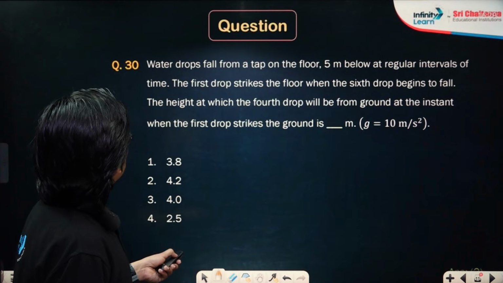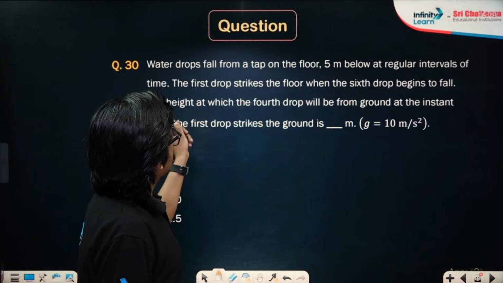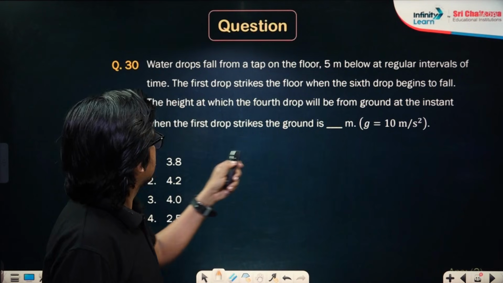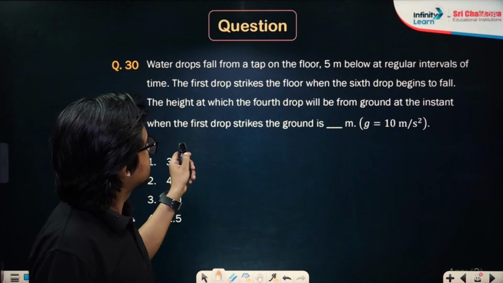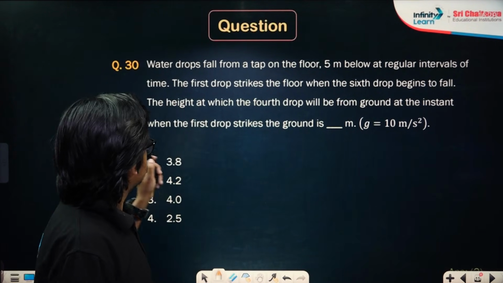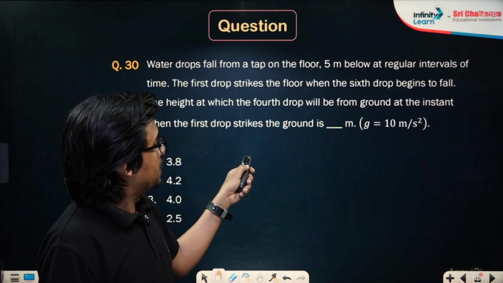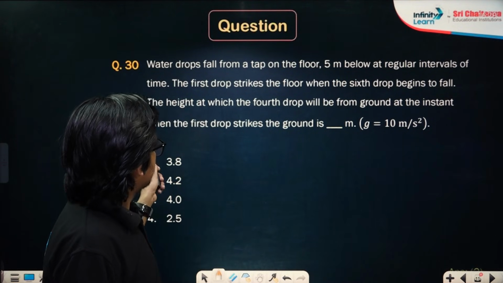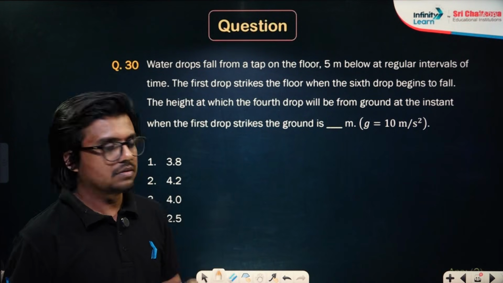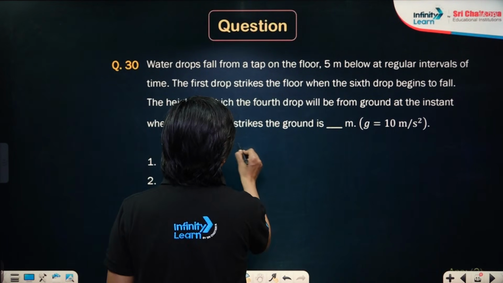Now next question, question number 30. Water drops fall from a tap on the floor 5 meters below at regular intervals of time. The first drop strikes the floor when the sixth drop begins to fall. The height at which the fourth drop will be from ground at the instant when the first drop strikes the ground is. So how can you solve this question? Suppose there is this pipe.